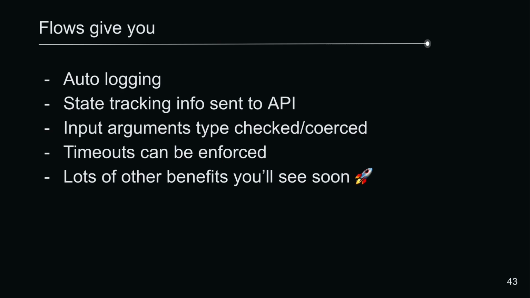Flows essentially give you some automated logging capabilities. State tracking info is sent to the API. You can pass in input arguments that are automatically checked and coerced on your behalf. Prefect uses Pydantic under the hood, by the way. Timeouts can also be enforced through flow decorators, and there's a ton of other benefits that you'll see in the next couple slides as well.